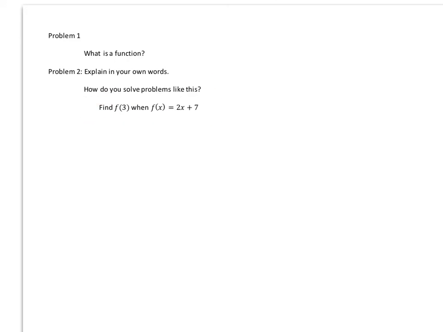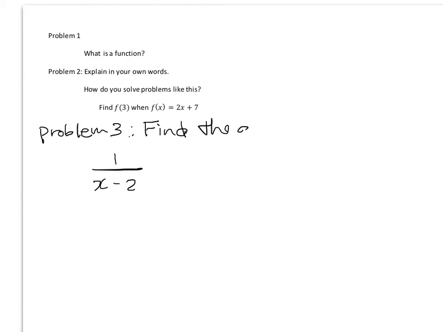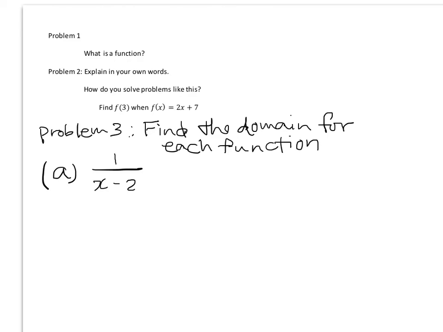Okay, and problem 3, I forgot to put that on. What number can you not put in this function, and why? What's the domain of this? Find the domain for each function. Part A, what's the domain of this function? Part B, what's the domain of this function?